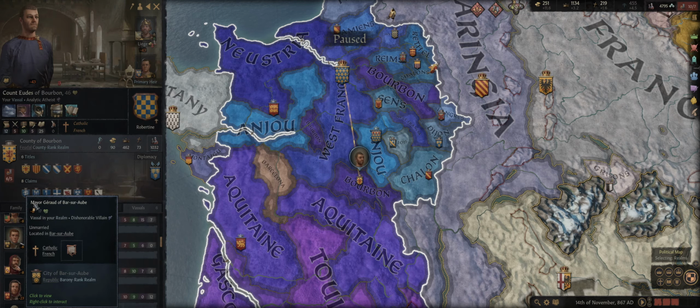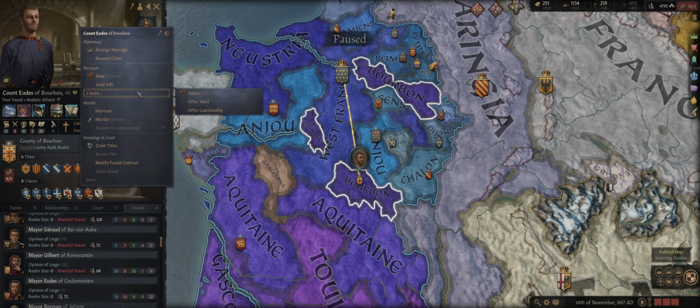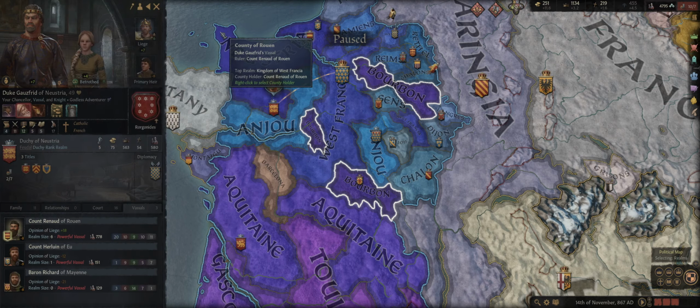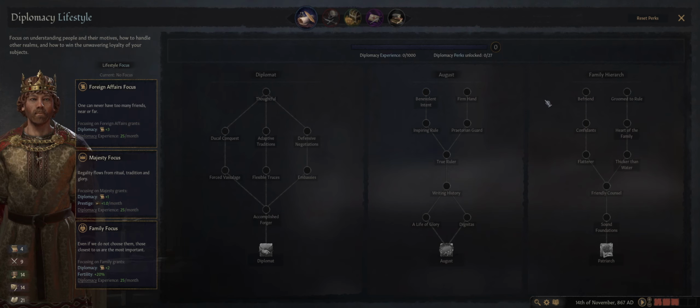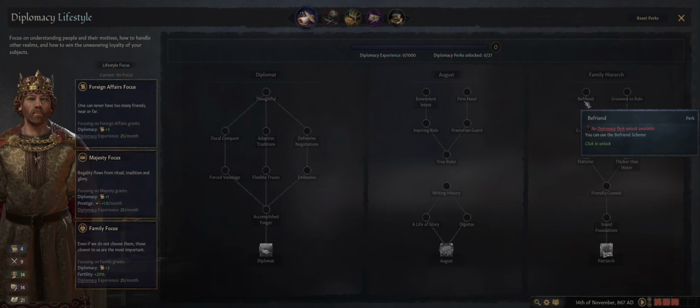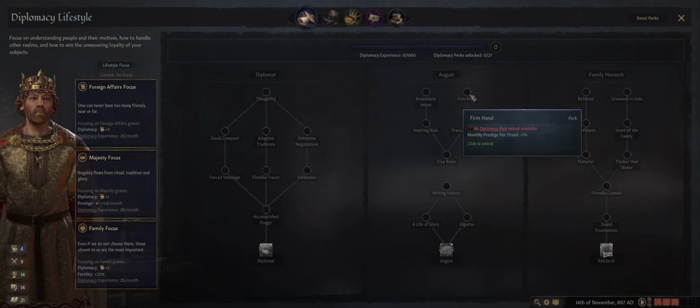In addition to that, you can send gifts to people. We can also, if we wanted to, go down the diplomacy tree to go for befriending people. As you can see here, this allows us to unlock the befriend scheme. You can then use this to literally befriend people, at which point they will get a +60 opinion modifier of you, and in addition to that, you can also just try to sway people outright.